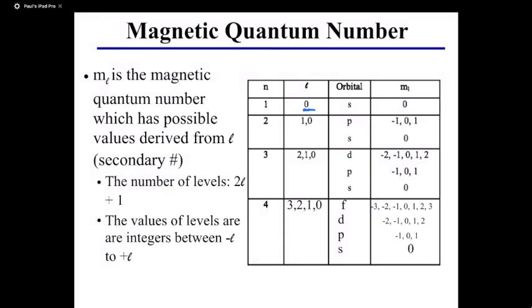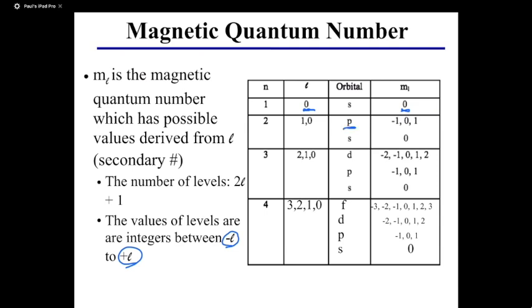An S, or a 0, has a value of, look at this, between minus L and plus L. The number of levels is 2L plus 1. So if you have an L of 0, 2 times 0 is? Oh, good. Very good. Plus 1 is 1. It has one space. Remember the shape? There's only one shape. It was a sphere.